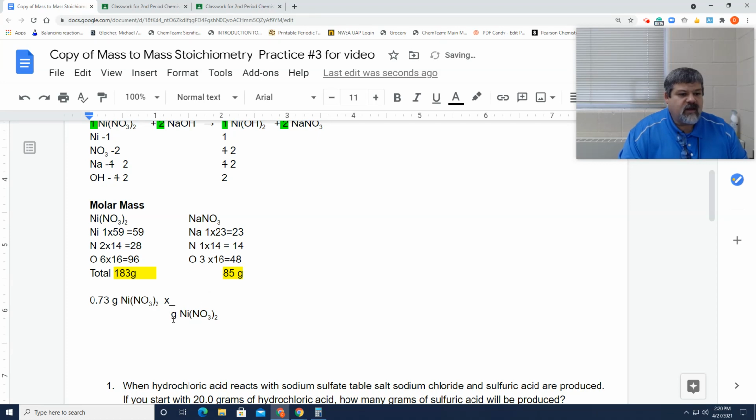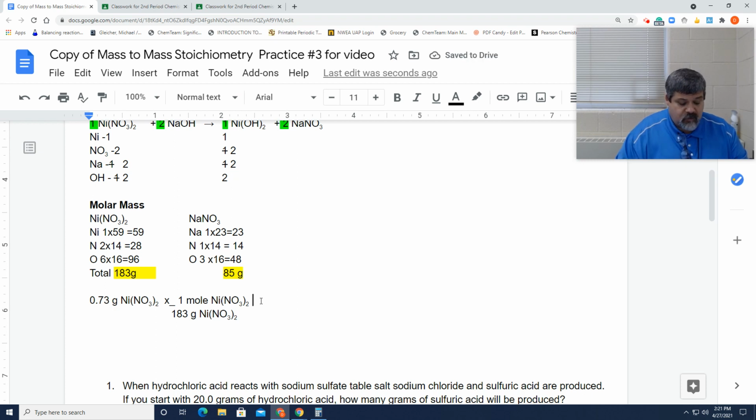Now, what is the molar mass? Well, the molar mass is what we calculated out. It's 183. So we're going to put 183 grams there, and that's going to equal how many moles? Well, in molar mass, the weight of 1 mole is 1 mole. So we're going to put 1 mole on top, and that's going to be of our nickel 2 nitrate. It's not grams.